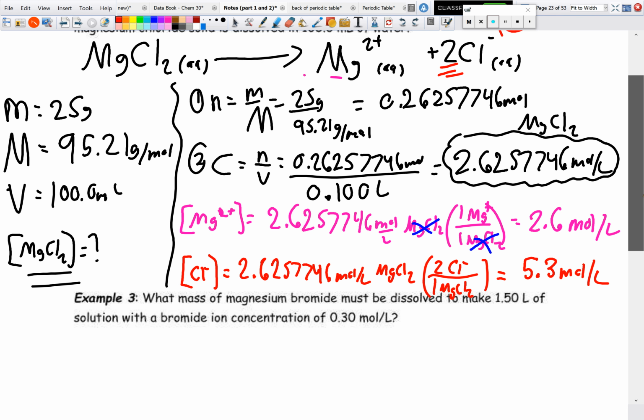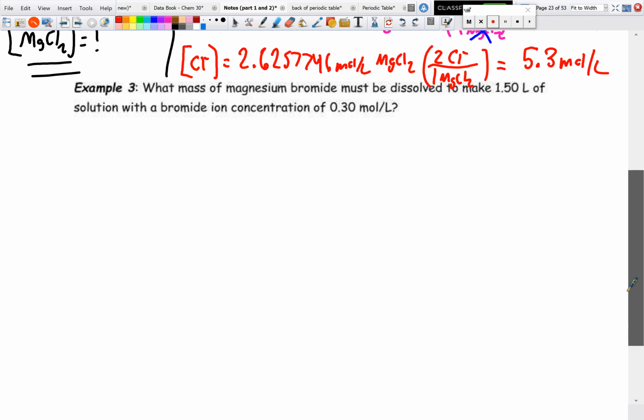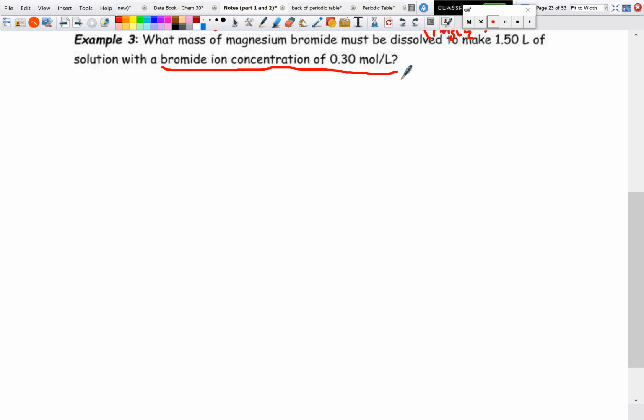Now, example 3, what we have right here is what mass of magnesium bromide must be dissolved to make a 1.5 liter solution of a bromide ion concentration of 0.3 moles per liter. So this one here is a little different where we have the concentration of the ion and we're working backwards to find mass, which we can still do because we know the formula for mass. Mass is just equal to number of moles times molar mass. So if we can start working our way backwards, we should be able to solve the question.